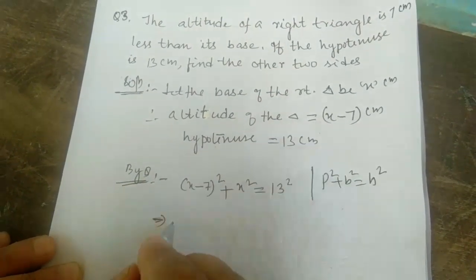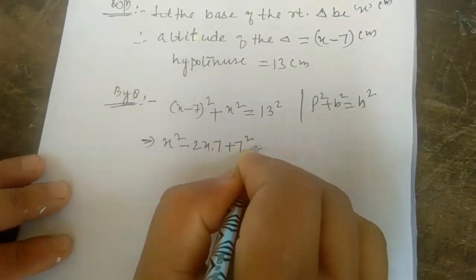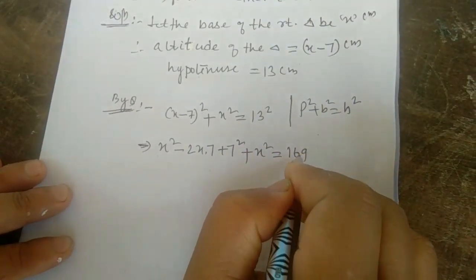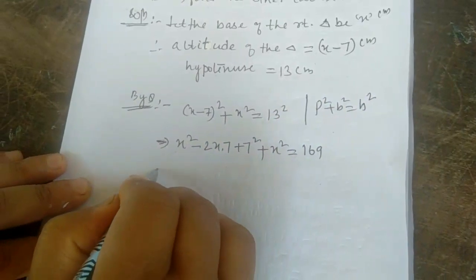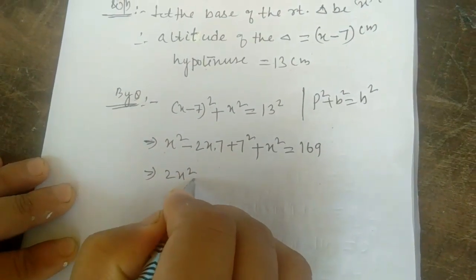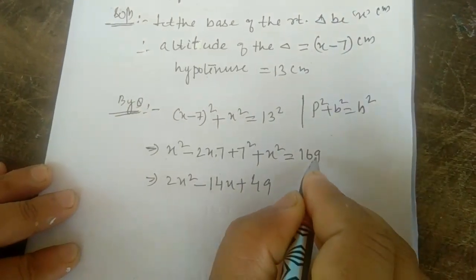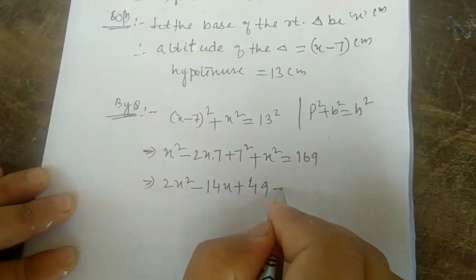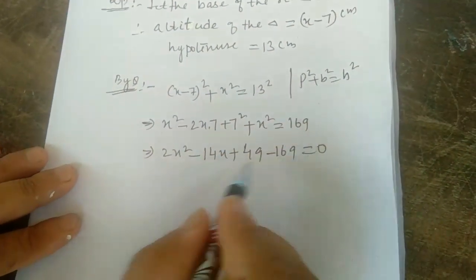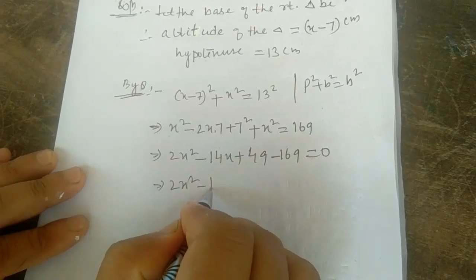Apply the formula here: a minus b whole square is a square minus twice ab plus b square, plus this is your x square equal to 13 into 13, 169. So x square plus x square, twice x square, minus 2 times 7 is 14x, plus 7 7s are 49. Bring this constant term to the left side, it is plus, this will become minus 169 equal to 0. I think you understood. 13 into 13 is 169. Then twice x square minus 14x.